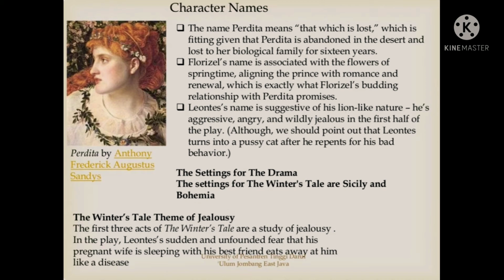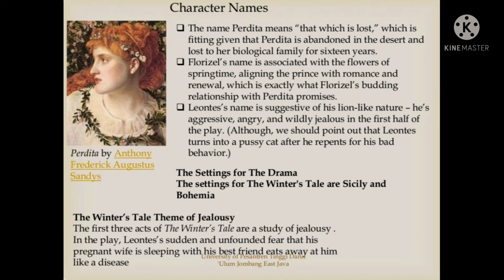We can see the characters' meanings and their importance. First, the name Perdita means that which is lost. This is fitting given that Perdita is abandoned in the desert and lost to her biological family for 16 years. Florizel's name is associated with the flowers of springtime, aligning the prince with romance and renewal, which is exactly what Florizel's budding relationship with Perdita promises. Leontes' name is suggestive of his lion-like nature. He was very rude in his kingdom. He is aggressive, angry, and wildly jealous in the first half of the play.